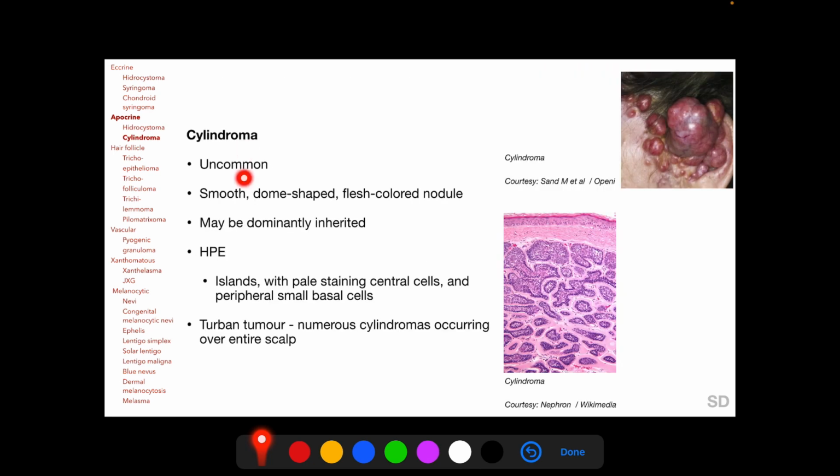Syringomas are uncommon tumors and appear as smooth, dome-shaped, flesh-colored nodules. They may be dominantly inherited, and on histopathology, syringomas show islands with pale staining central cells and peripheral small basal cells. When numerous syringomas occur on the scalp, it is called a turban tumor.